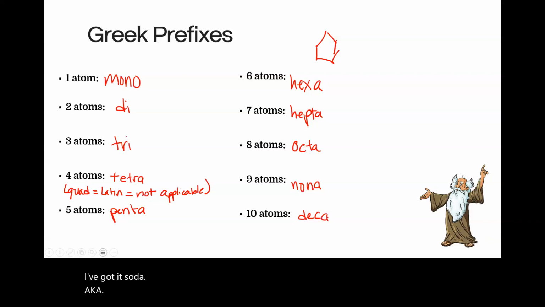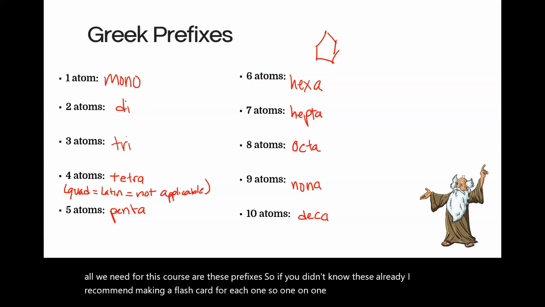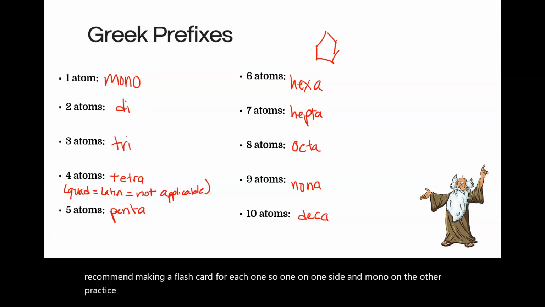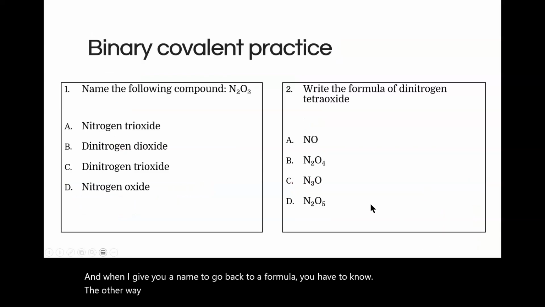There are more, all right? Of course, Greeks were not limited to numbers 1 through 10, but all we need for this course are these prefixes. So if you didn't know these already, I recommend making a flashcard for each one. 1 on one side and mono on the other. Practice going both directions because when you're naming things, you need to know what the prefix is, and when I give you a name to go back to a formula, you have to know the other way. So practice both sides of the card.